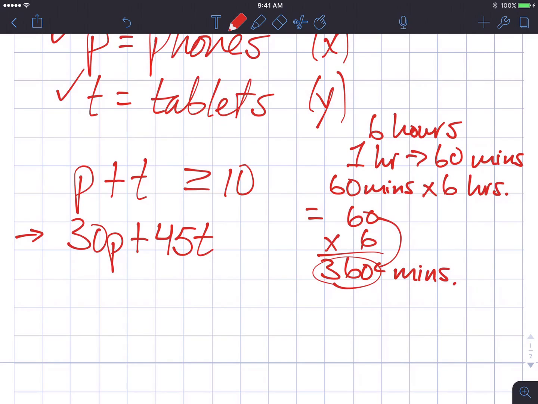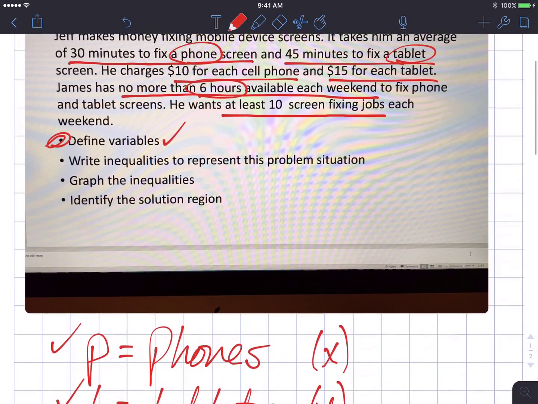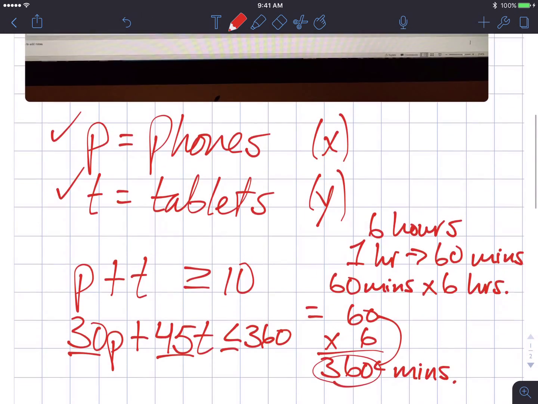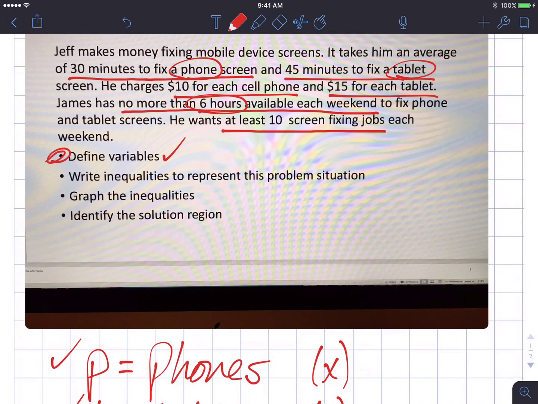Okay? So 30p plus 45t, and I think he said that's all he has no more than. So we know 360 is going to go here. 360. And he has no more than that time. So that's going to be less than or equal to. Okay? Let me erase this too. So, a system of linear inequalities. I think we did that here. Check.